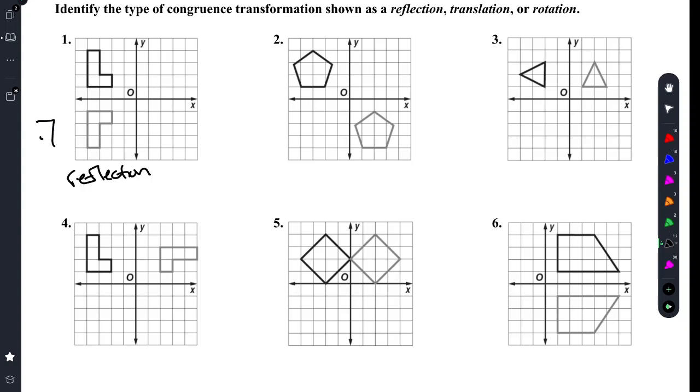It would look like that, right? If you rotated it. So that's not a rotation, it's just a reflection. You with me? All right. Number 2. For sure it's a translation, right? So we know it's a translation.